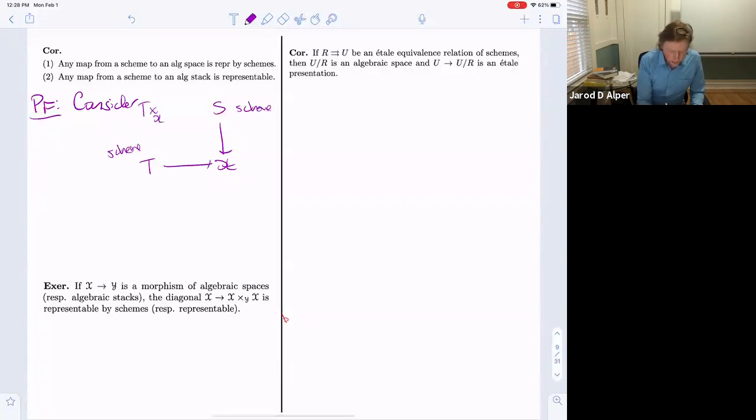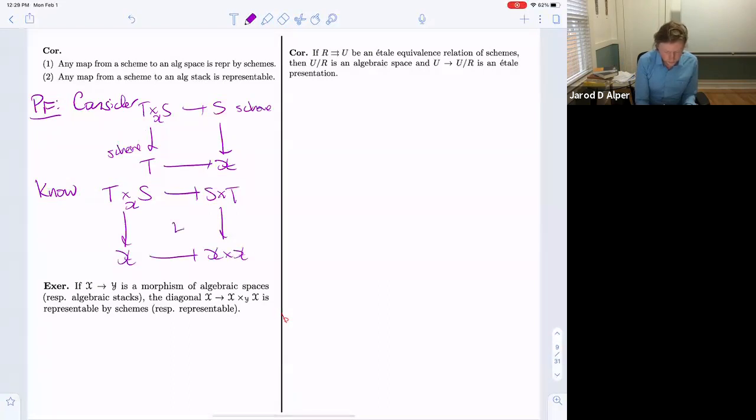So you need to show that for any other scheme T, this fiber product is either a scheme or an algebraic space. But we can identify this by this magical Cartesian diagram, where you're taking the base change along the diagonal. And this we know is representable by schemes, so you can infer that this is either a scheme or an algebraic space. Really, what this argument tells you is that once you know the diagonal is representable, any morphism from a scheme is representable.